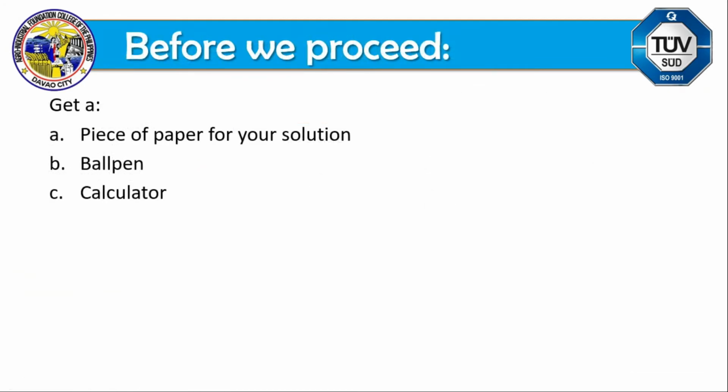Before we proceed, since the next things that we will be doing involve solving, get a piece of paper for writing the solution, of course a ball pen, and your calculator. For the calculator, if you have the scientific calculator FX 991, then get that. If not, you can download an FX 991 calculator app from the Google Play Store on your cellphone and use it in solving.